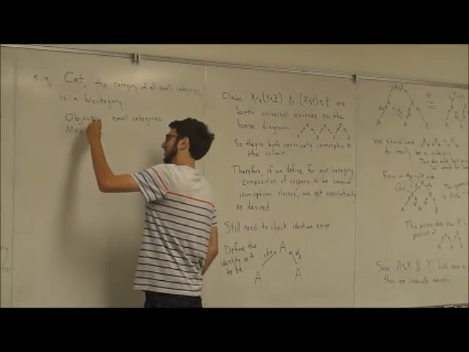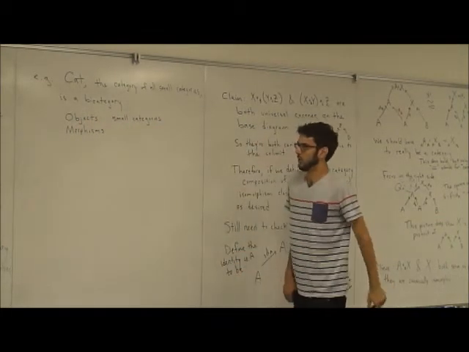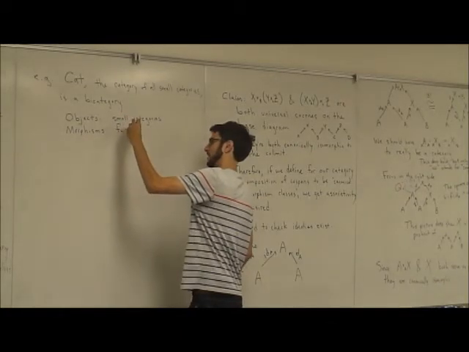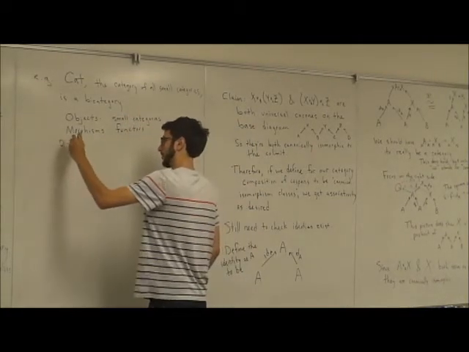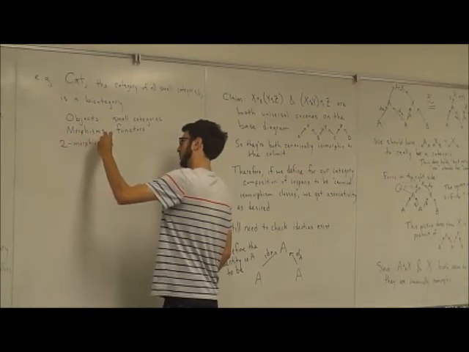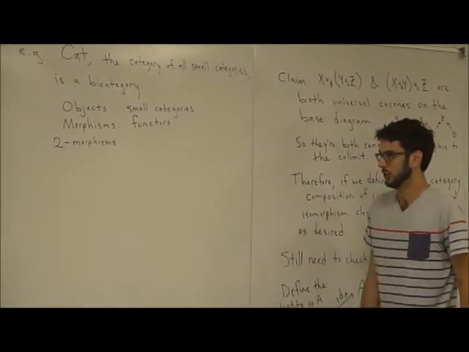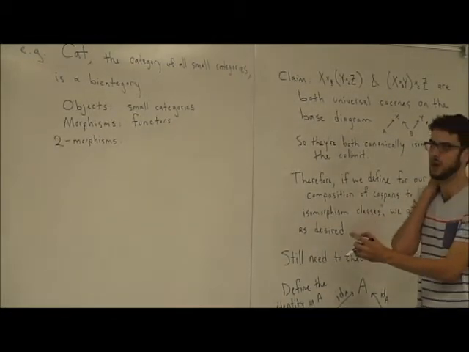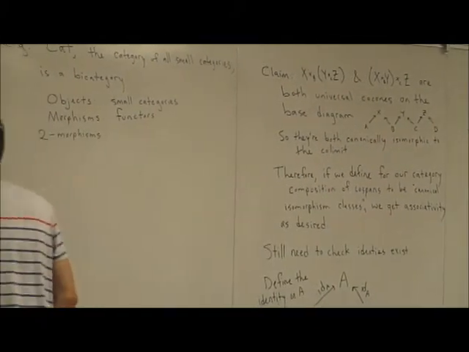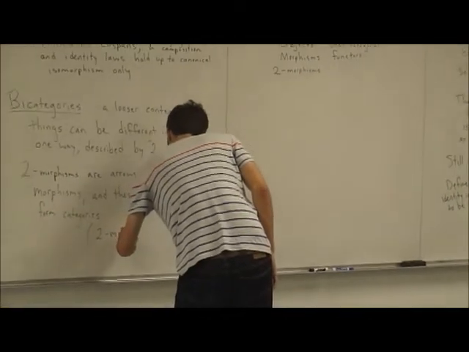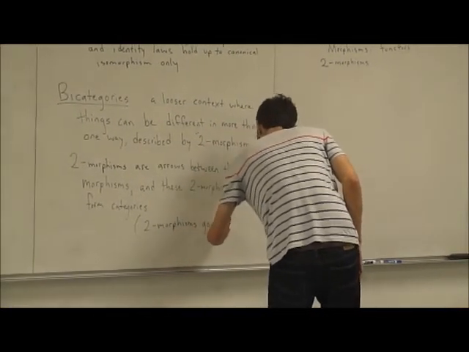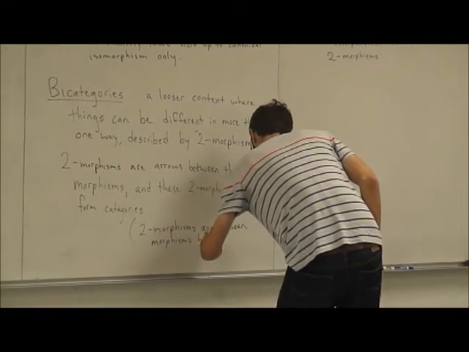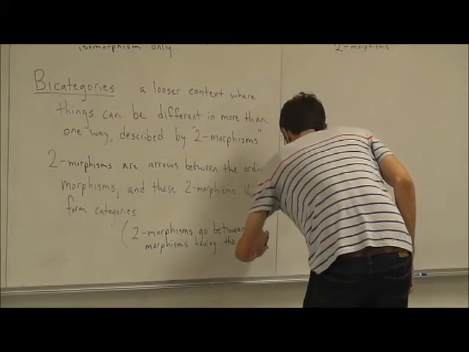So the morphisms. Well, what kind of arrow goes from one category to another? A functor. Now the two morphisms, so you wouldn't know this from the previous paragraph, but two morphisms only go between morphisms that both have a common source and target. So maybe I'll add that here. Two morphisms go between morphisms having the same source and target.